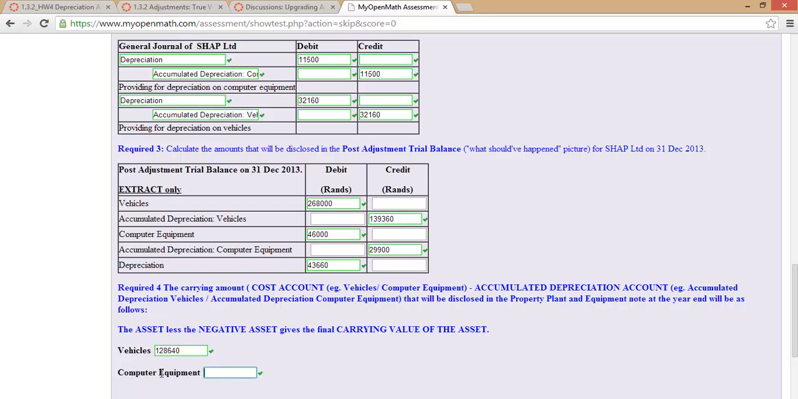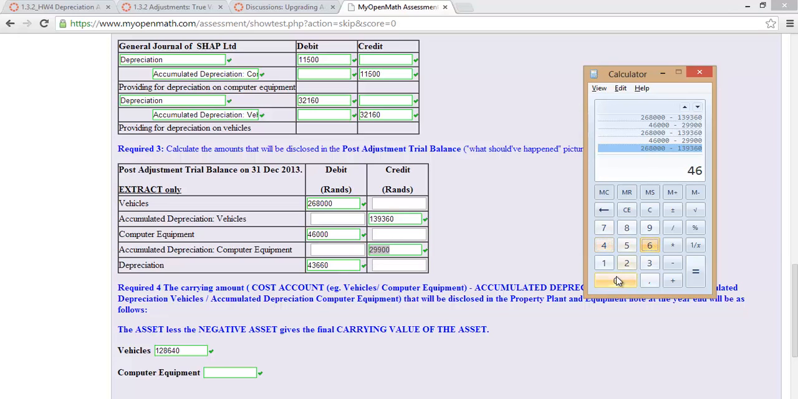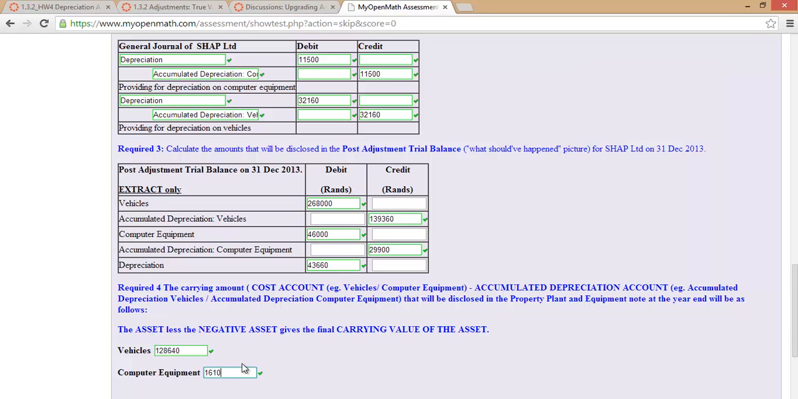We're going to do the same thing for computer equipment. We'll take our cost minus accumulated depreciation, and that is 46,000 minus my 29,900, which gives me a final answer of 16,100 as the carrying amount, which actually represents the value of this asset. So the value of the assets is represented by two accounts every time: the cost account, vehicles and computer equipment, minus the negative accumulated depreciation account each time. And we're done.